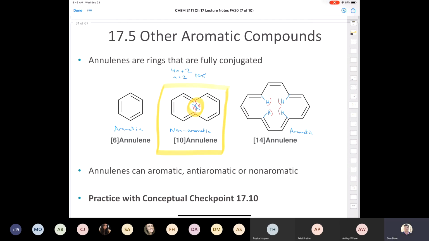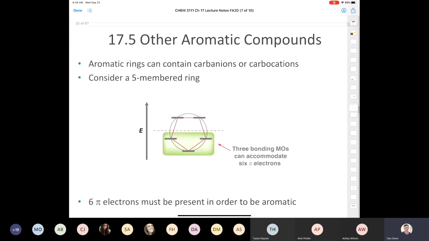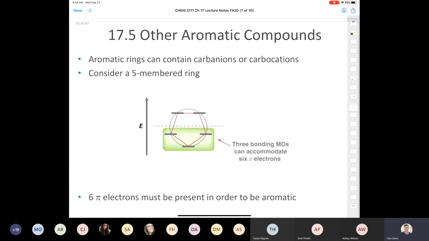All right, well, let's move on from there and talk about other aromatic compounds. It says here that aromatic rings can contain carbanions and carbocations. So we're going to look at two specific examples, one where we have a carbanion and one where we have a carbocation.